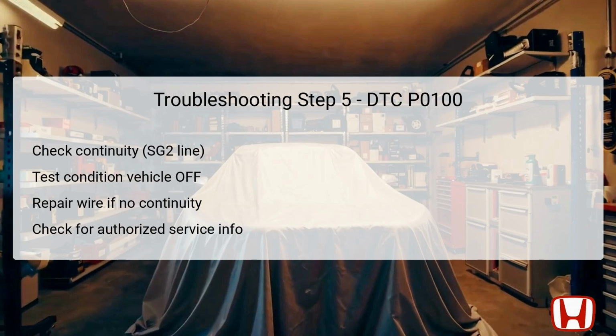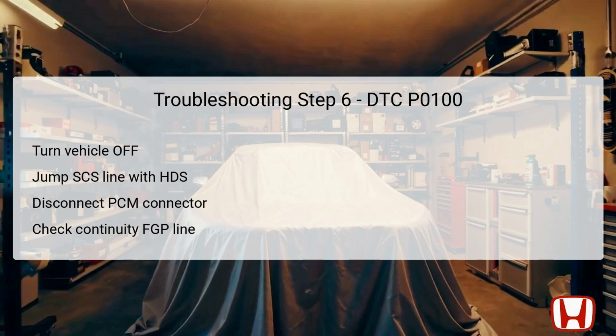If continuity exists, it confirms that the SG2 wire is functioning correctly, allowing you to explore any additional service bulletins or known issues that may relate to this DTC or symptom. However, if no continuity is found, there is an open circuit that must be located and repaired to restore proper signaling in the circuit. Step 6 involves evaluating the FGP line for shorts.